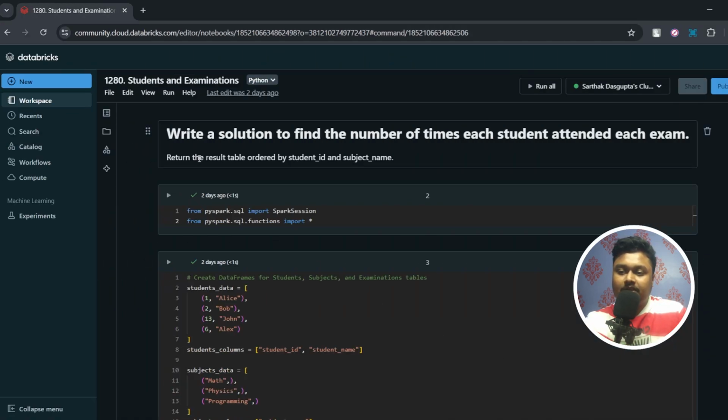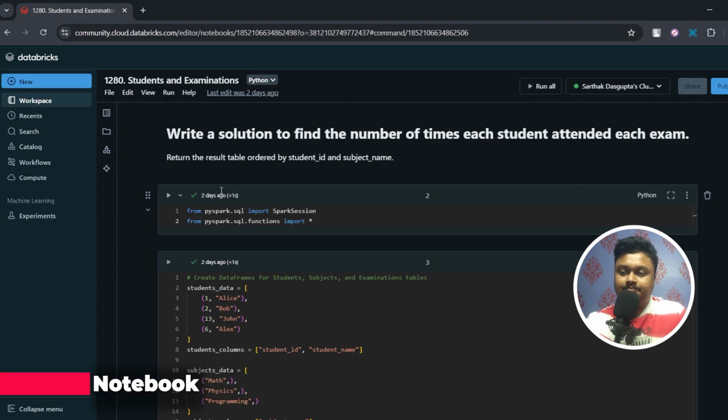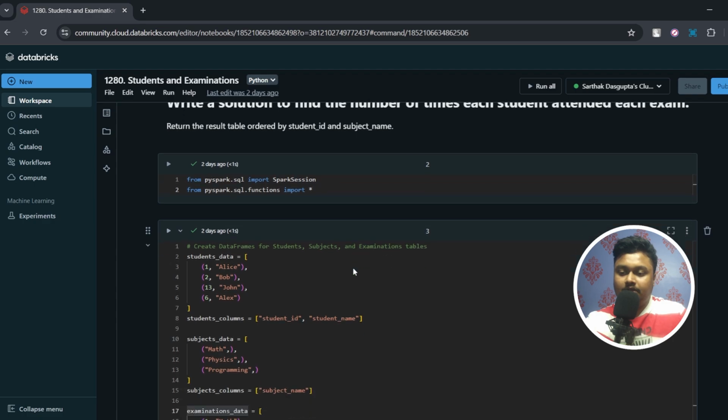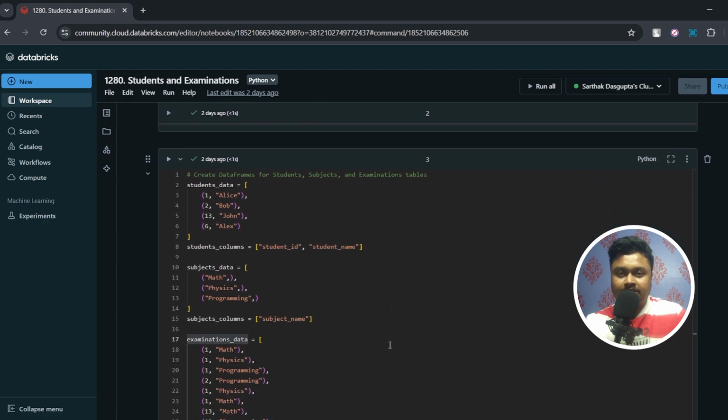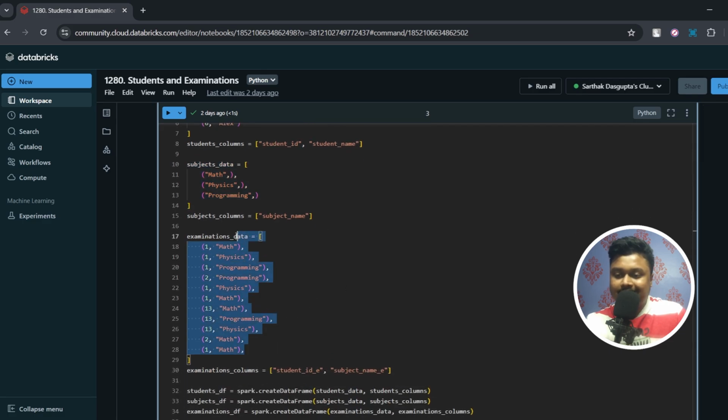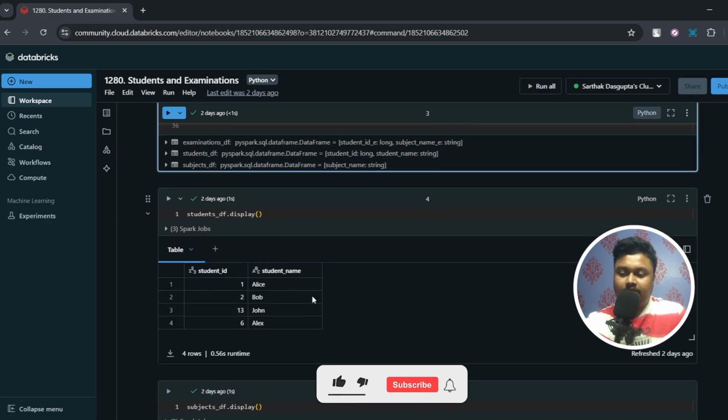So the question is, write a solution to find the number of times each student attended each exam. Return the result table ordered by student ID and subject name. In this question, we have a total of 3 tables. The first one is students, then subject, then examination. Let me show you the data one by one.